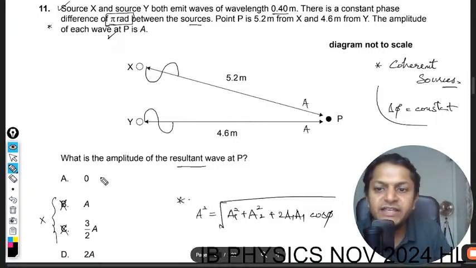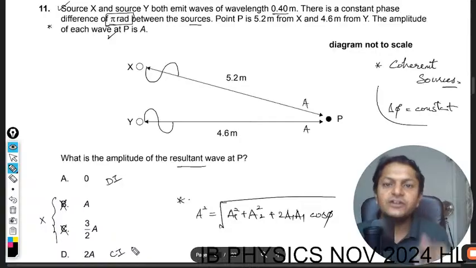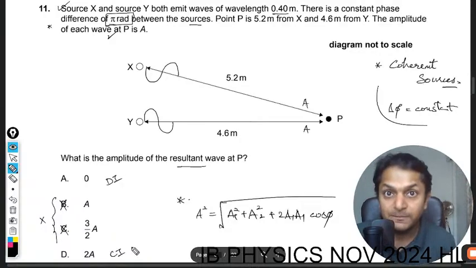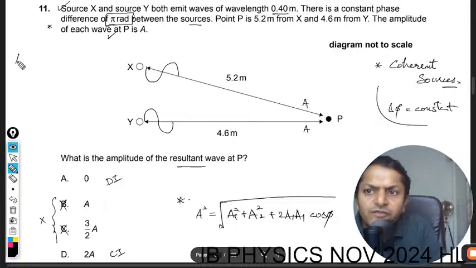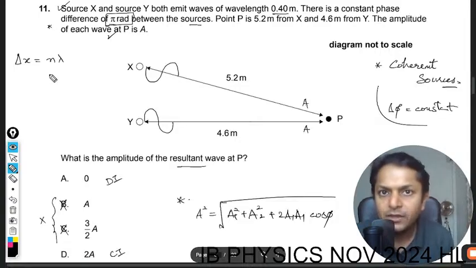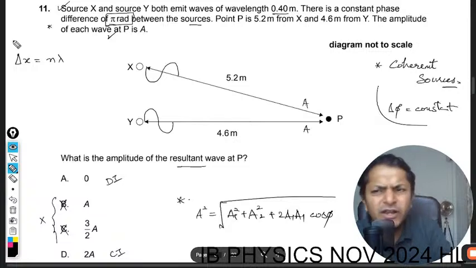Now, let us imagine that B and C are not in your options, so only A and only D is there. So either there will be destructive interference or there will be constructive interference. So we have to find the condition whether constructive interference will happen or destructive interference will happen. Now, usually we use this formula for constructive interference, that delta x is equal to n lambda. This is the formula for constructive interference, very usual.